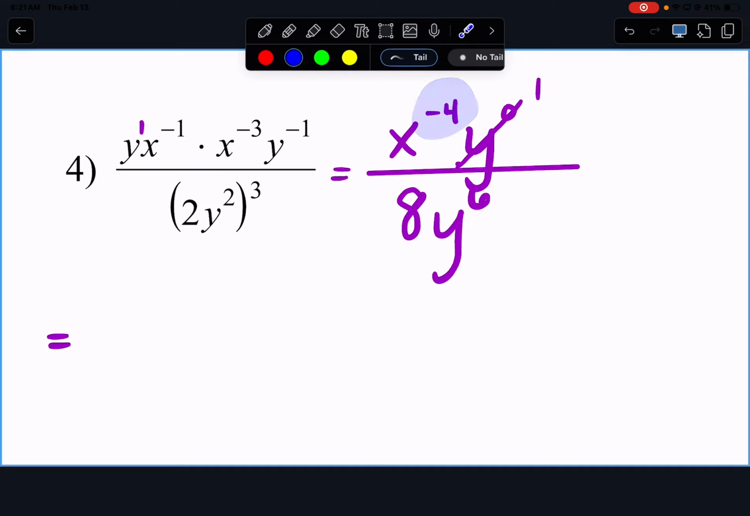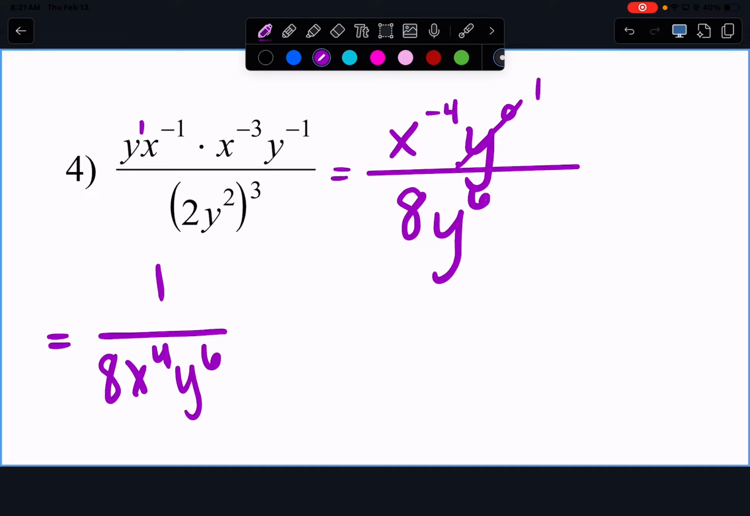Can that stay in the numerator? Where does it need to go? Down to the denominator. So our answer will be 1 over 8x to the 4th, y to the 6th. And that's it. Just like that.